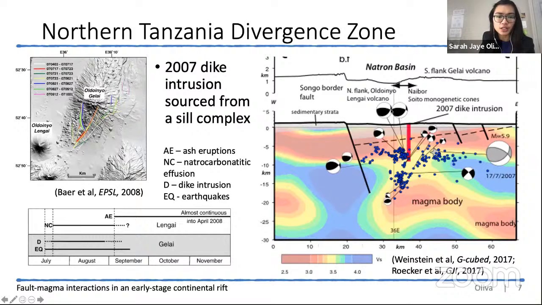And here we see the earthquakes that were associated with the 2007 diking. It's not quite where we plot, so that's the gray star here. That's not quite where we're plotting the red line, which is where we think the diking occurred. But because of the lack of a local array in 2007, this is within error. Could be right here in this sill complex.